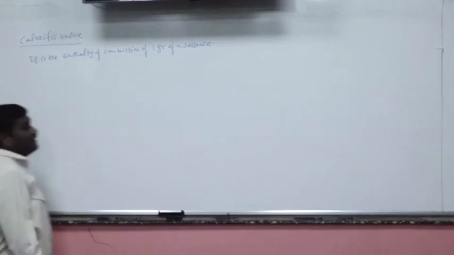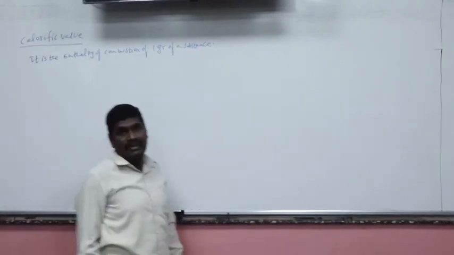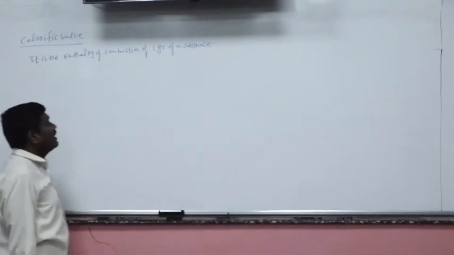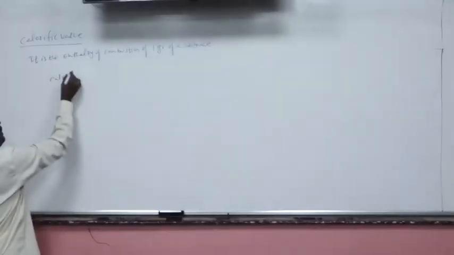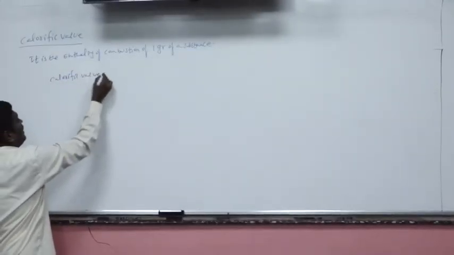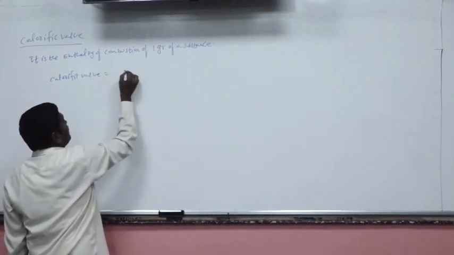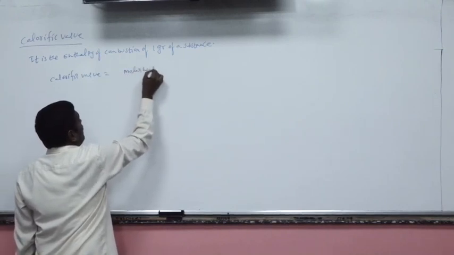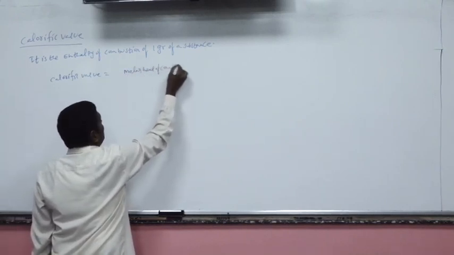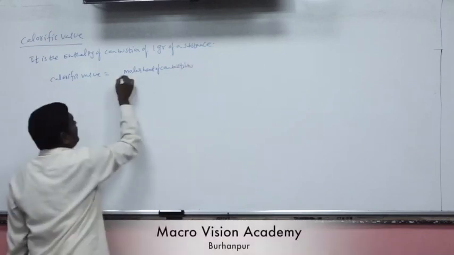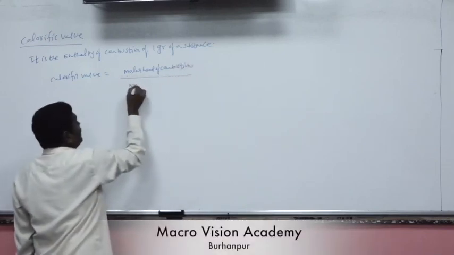Now, how to calculate the enthalpy of 1 gram of a substance? Suppose we calculate the enthalpy of 1 mole of a substance, then by dividing by the molar mass, we get the enthalpy of combustion per gram of the substance, known as the calorific value. So, to calculate the calorific value, take the molar heat of combustion or enthalpy of combustion. Molar means corresponding to 1 mole, divided by its molar mass.